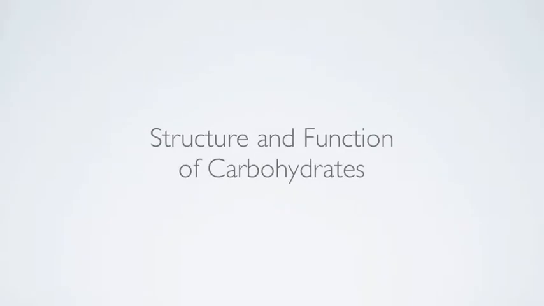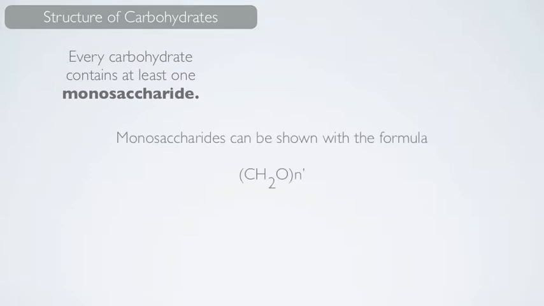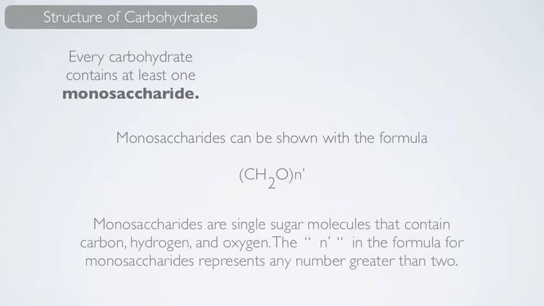First, we will cover the structure of carbohydrates. Each carbohydrate contains at least one smaller single sugar molecule called a monosaccharide. The formula for monosaccharides is (CH2O)n, where n equals any number greater than 2.